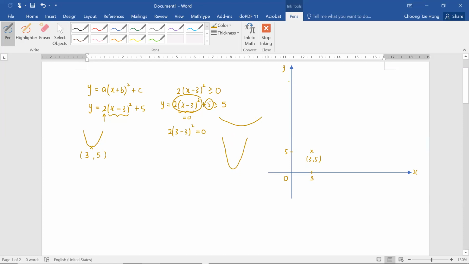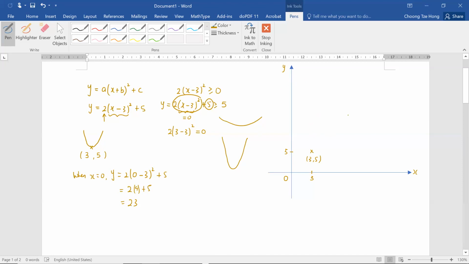It's very easy to determine the y-intercept also. Remember, at the y-intercept, at the y-axis, what is the coordinate of x? The x coordinate will be 0. So what we can do is sub x equals 0 into the equation and find what is the y. So in this case, we will get 2 times negative 3 squared, which is 9, so 18, plus 5. So this graph is rather high at 23.